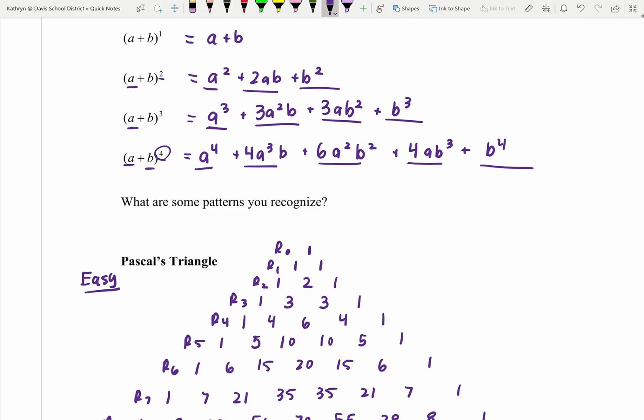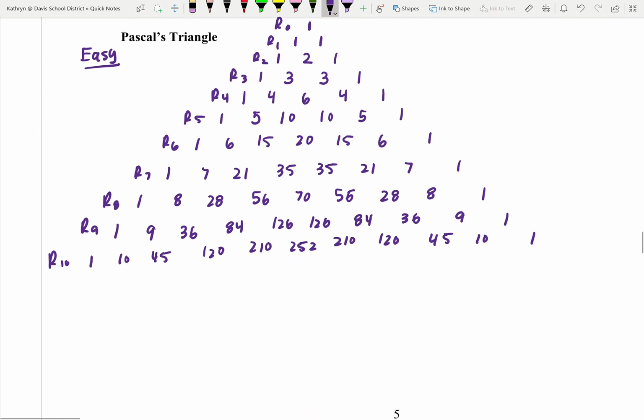You go to row 1, and do you see how I have a 1 and a 1? Those are these coefficients right there, 1 and 1. See how you have a squared? In row 2, coefficients are 1, 2, 1. Look at row 3, 1, 3, 3, 1. Row 4, 1, 4, 6, 4, 1. Whatever that number is, you just find the right row.